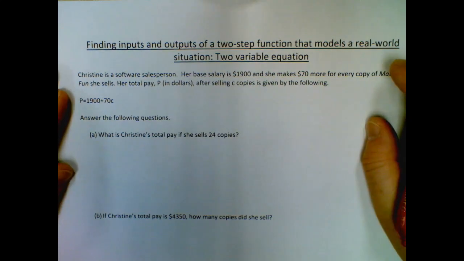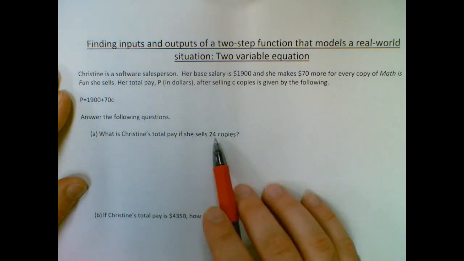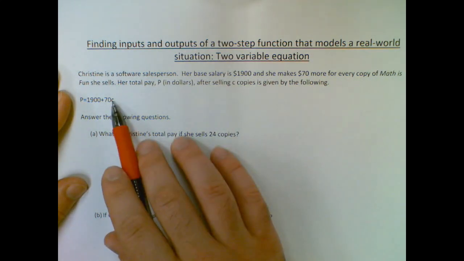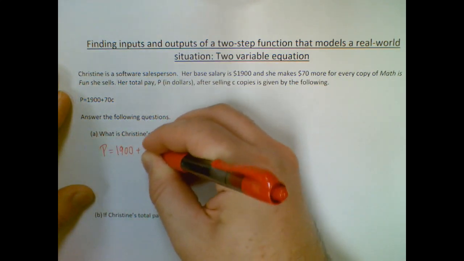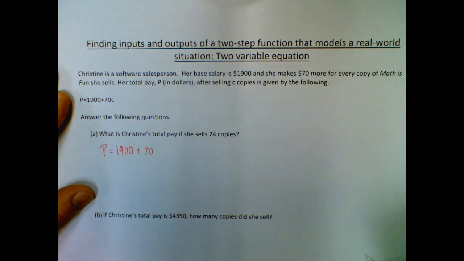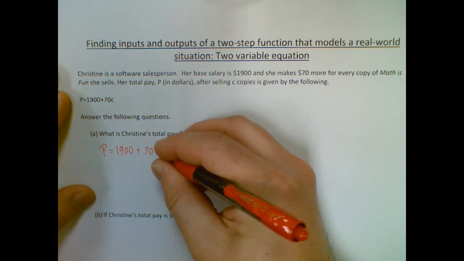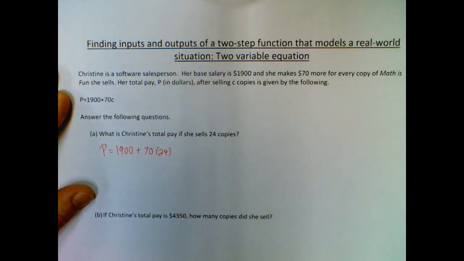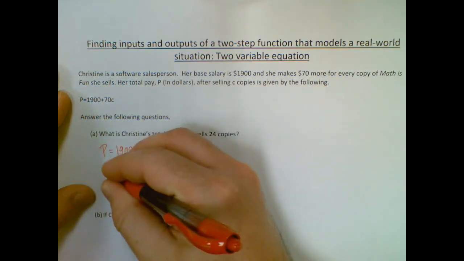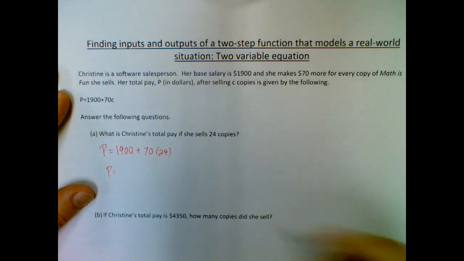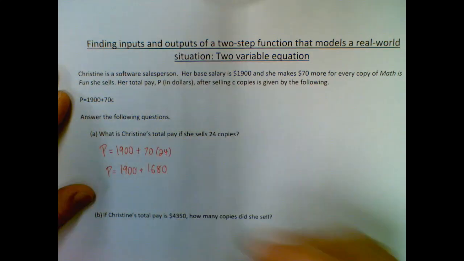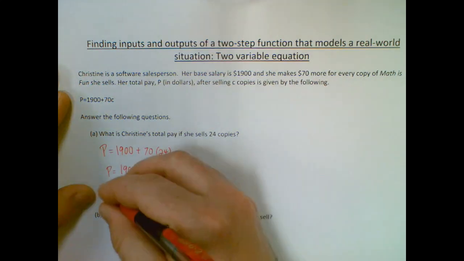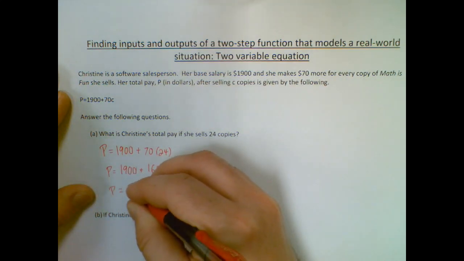What is Christine's total pay if she sells 24 copies? So C is the stand-in for copies in our equation, so I'm going to replace C with 24. So P equals 1,900 plus 70, and then instead of 70 times C, I'm going to be writing 70 times 24. After that, this is just a simple simplification. So 1,900, 70 times 24 ends up being 1,680. So add those together, and we end up with 3,580.